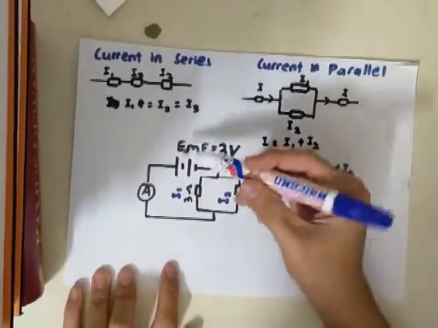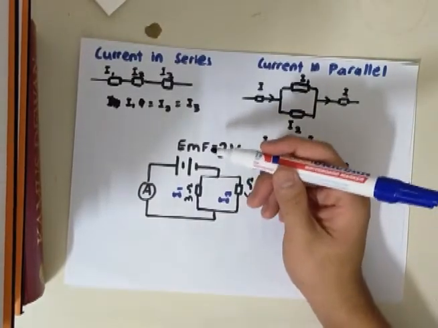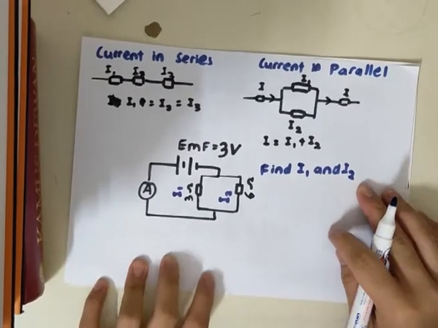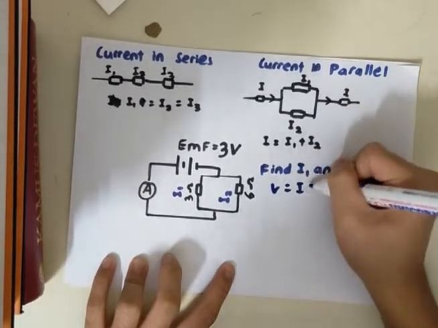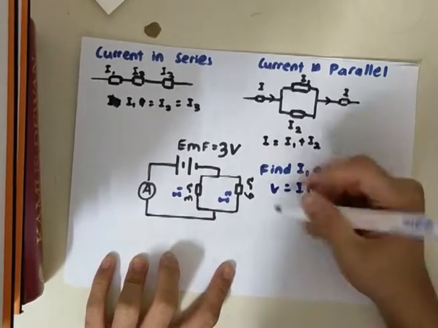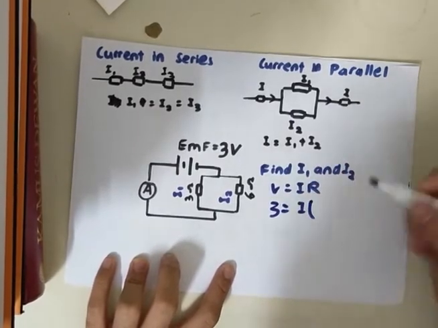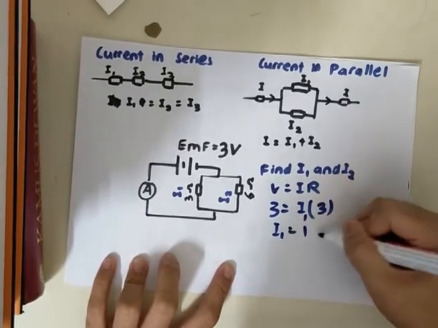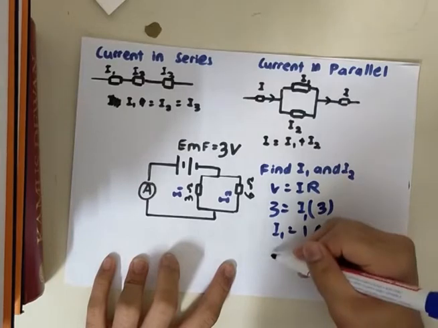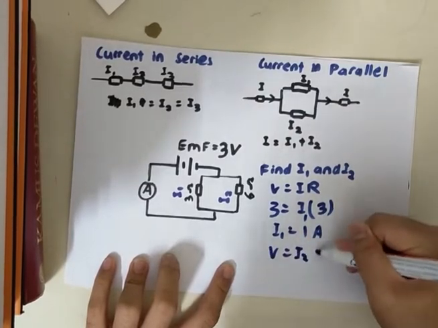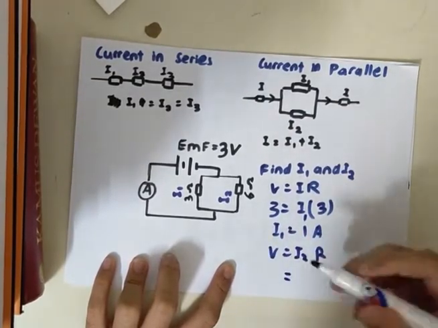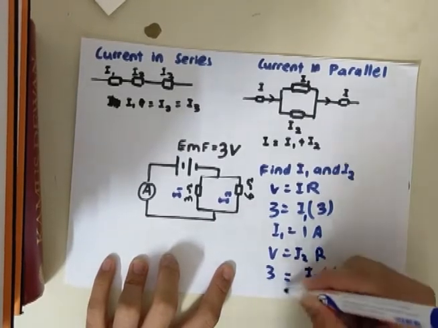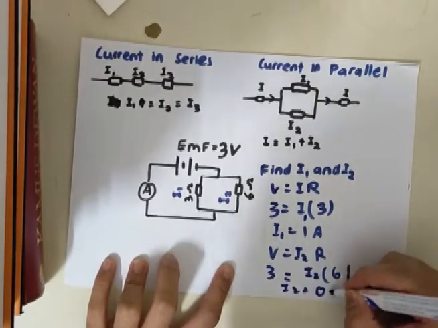Okay, we'll move on to an example very quickly. Here we've got EMF 3 volt as the power supply, and we are asked to find I1 and I2 respectively. So V equals IR. Remember to write the formula. So 3 equals I1 times 3, which means I1 equals 1 ampere. While for I2, V equals I2R, so 3 equals I2 times 6. So I2 equals 0.5 ampere.